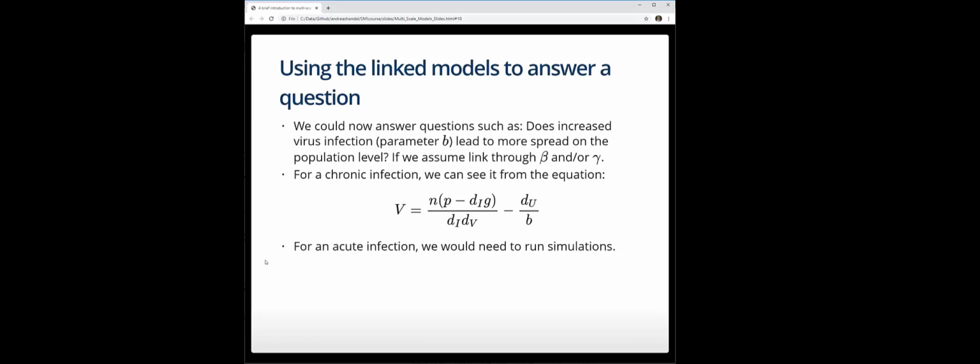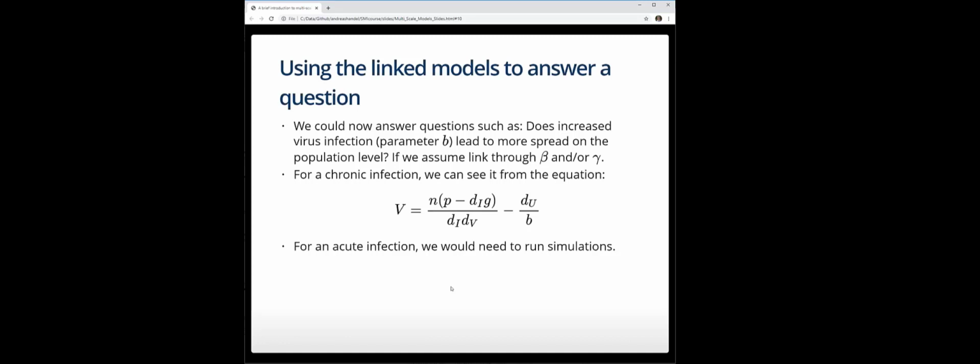So you can link them through beta or gamma or maybe another form, and then you can say, okay, if we modified some within host value, how would that affect the population level? So again, if you had a chronic infection, you can actually read it off. So you see here in that parameter B is at the end. So if B goes up, that term here becomes smaller. So it's this one minus something smaller. So the virus load goes up. And because the virus load goes up, it also means the beta will go up. And that will lead, if you run the between host model, then to a bigger outbreak.